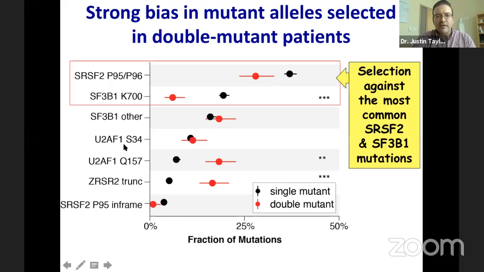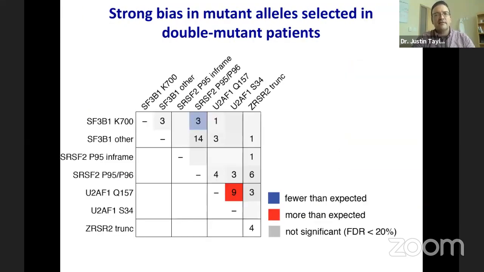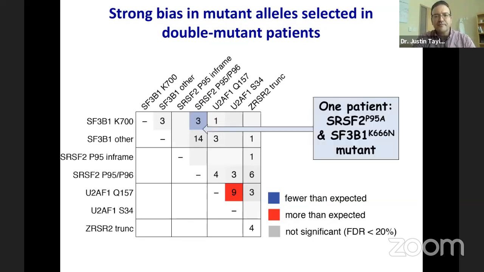And what we noticed was that there was selection against the most common SRSF2 and SF3B1 mutations in the double mutant patients. So whereas those are the most common in the single mutant patients, you'd expect that they would also be very common in the double mutant patients. However, they were less frequent in double mutant patients than in single mutant patients. So that suggested there is an allele-specific bias in these double mutant patients.